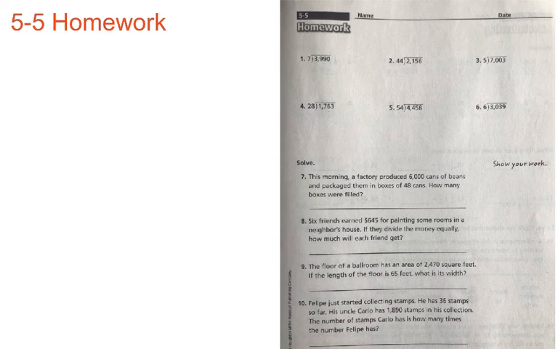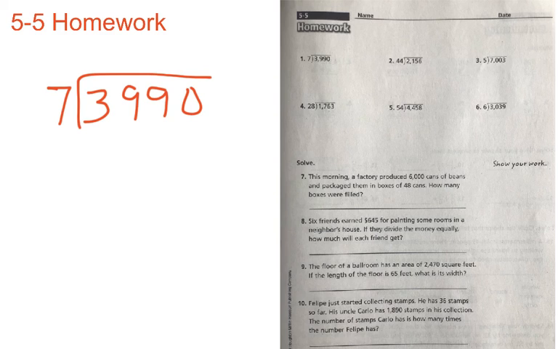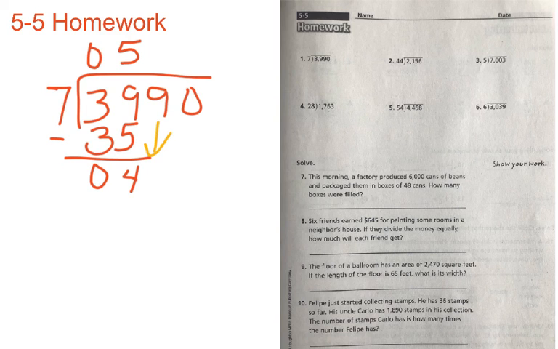Number 1, we have a divisor of 7. We have 3,990 divided by 7. We know that 7 cannot go into 3 because it's larger. And so now we need to know how many times can 7 go into 39. Well, we know that 7 times 5 is equal to 35, so that's as high as we can go without going over. 9 minus 5 is equal to 4, 3 minus 3 is equal to 0. And we can check and make sure that our remainder of 4 is less than our divisor of 7, and it is. So we can now go ahead and bring down our 9.